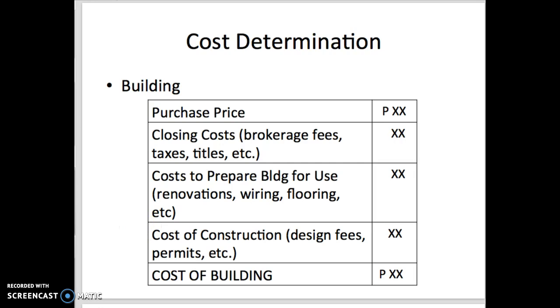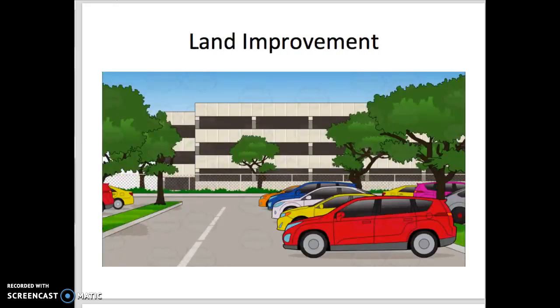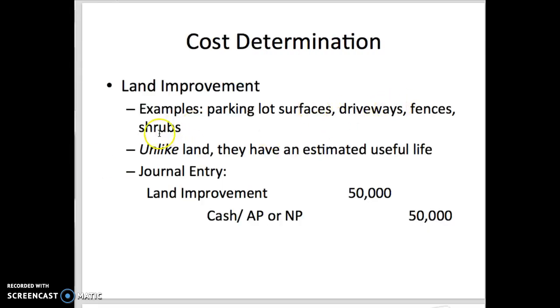Now, there are other items that will be considered as plant assets, or they would be considered under plant property and equipment. This would be land improvement. The examples of land improvement would be parking spaces or driveways, fences, shrubs. And unlike land, they actually depreciate. So here, in this case, since they depreciate, the land improvement would also have an estimated useful life.